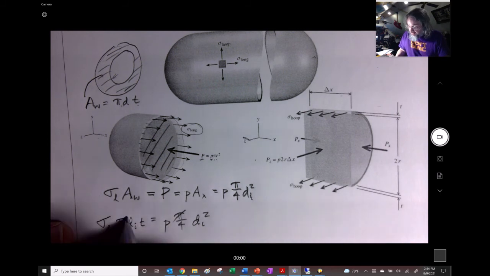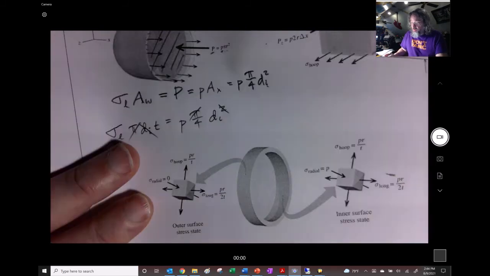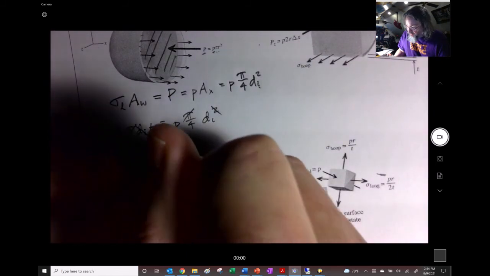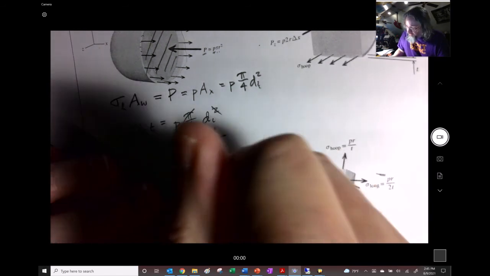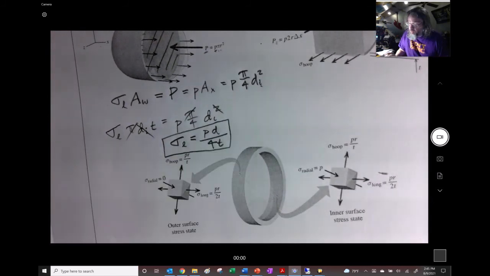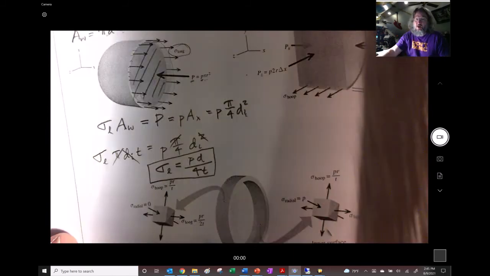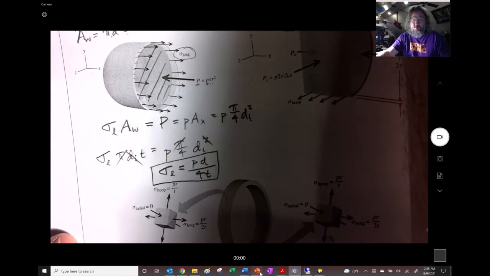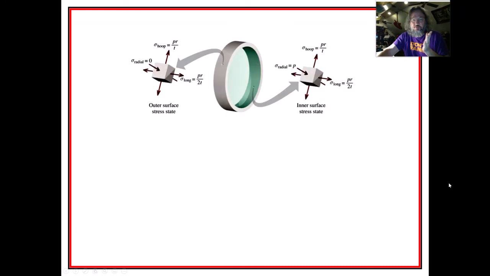Well, look at this. The pi's cancel out. One of the diameters cancels out right there. And what we're left with is the longitudinal stress is going to be equal to pressure times diameter divided by 4t. Isn't that the equation that we just used a second ago, when we introduced this and said, here are the thin-walled approximation equations, right? So let's go back to this, and we said right there. We just derived it from that simple free body diagram. So that's the approximation. That's where that equation is coming from.